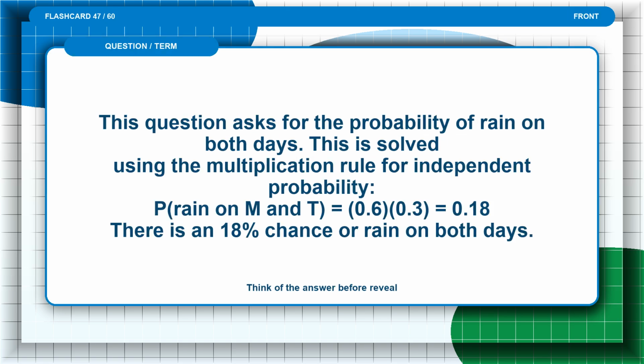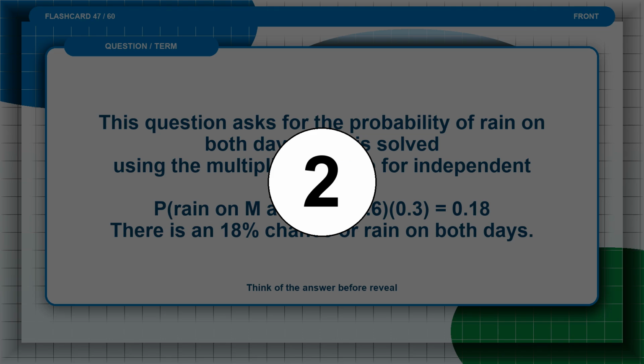Flashcard 47. This question asks for the probability of rain on both days. This is solved using the multiplication rule for independent probability. P(rain on M and T) equals 0.6 × 0.3 equals 0.18. There is an 18% chance for rain on both days. Think of the answer before the reveal.